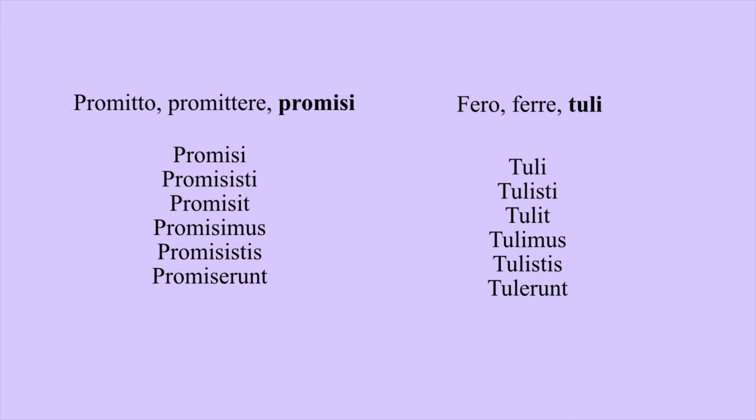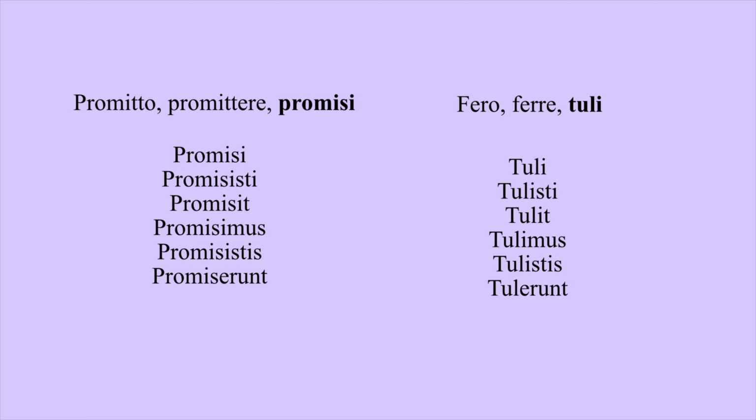To keep on looking at our example verbs, we will look here at promitto, promittere, promisi, and we see it's going to work again just the same. Promisi, promisisti, promisit, promisimus, promisistis, promiserunt. And the very irregular verb to carry, fero, ferre, tuli, right? We have a different stem here, but that's not going to intimidate us because we take tul-: tuli, tulisti, tulit, tulimus, tulistis, tulerunt, and we conjugate it just like that, easy as you like.